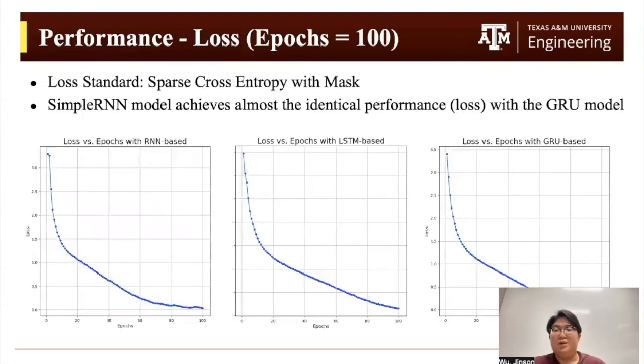These are the loss curves of the models. From left to right, there are the losses of the simple RNN, LSTM, and GRU models. They achieve great performance and low sparse cross entropy loss in training. However, we can see that simple RNN and GRU models are slightly better than LSTM models.